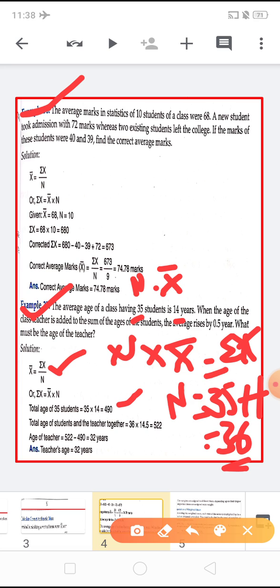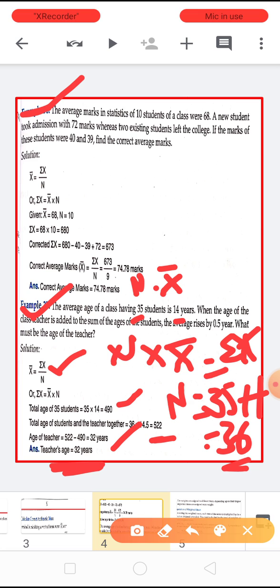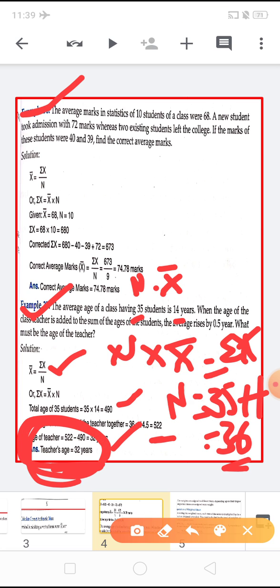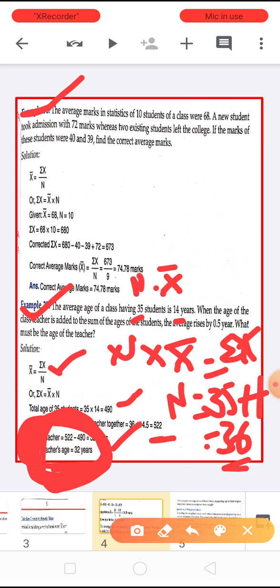And now the average rises by 0.5. So 36 multiplied by 14.5 becomes 522. Now we are calculating the age of the teacher. Teacher age is 522 minus 490, that is 32 years. So children, this is your answer. We needed to calculate the age of the teacher, that is 32 years.